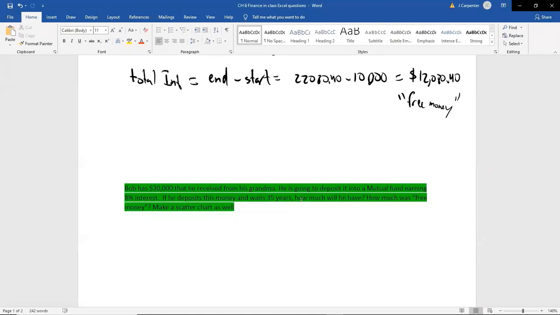And maybe Bob's just like, well, maybe I can retire off of this. Maybe I don't have to keep adding to the pile. Maybe Bob should still be adding to the pile no matter what, because, hey, what's wrong with having more money? How much will he have? How much was free money, aka interest? Make a scatter chart as well.